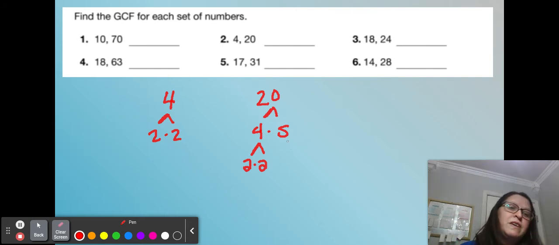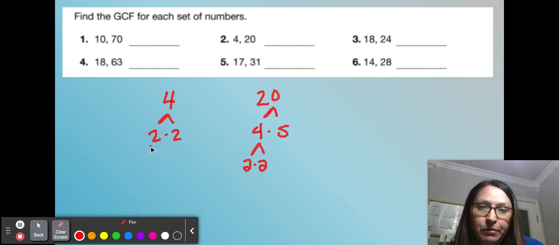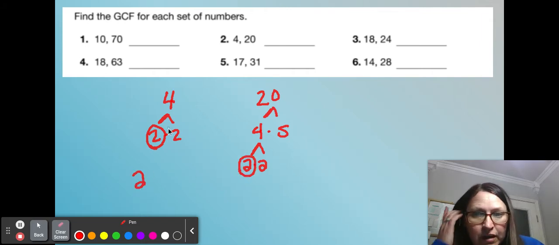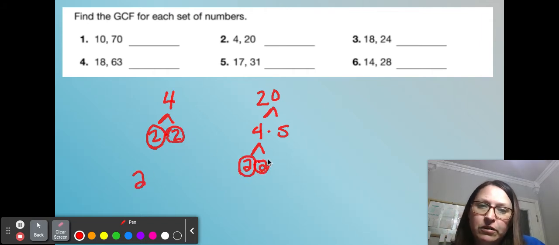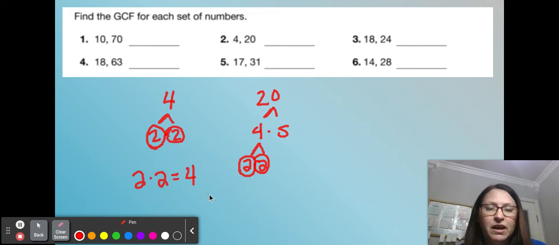Now at this point, I have to find the ones that they have in common and multiply them. So I have 2 and 2, so I'm going to put 2. I have another 2 and 2, so I'm going to put another 2. So now I have 2 times 2, and 2 times 2 equals 4. So now I am done with number 2.